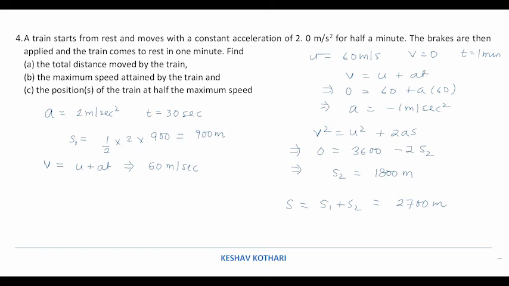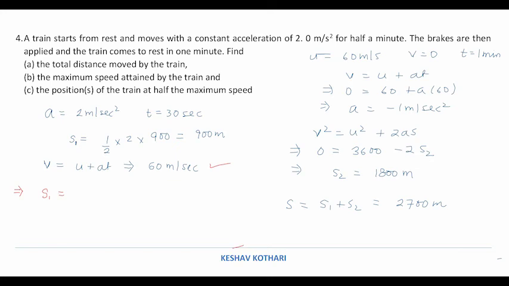The next part, the question is asking the maximum speed attained by the train. So the maximum speed attained by the train is 60 meter per second, after which the brakes were applied. And the next question is the position of the train at half the maximum speed. If it is uniformly accelerated motion, then while it is accelerating, at half the maximum speed, the first position will be at 15 seconds, because the half speed is 30 meter per second, and if it is accelerating uniformly, it will happen at half the time, that is 15 seconds.